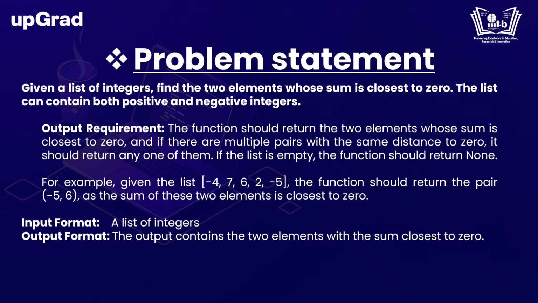For example, given the list -4, 7, 6, 2, -5, the function should return the pair of -5 and 6. The sum of these two elements is very close to 0.